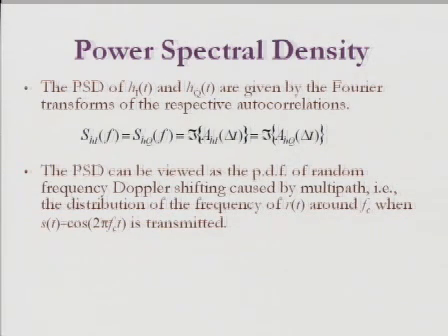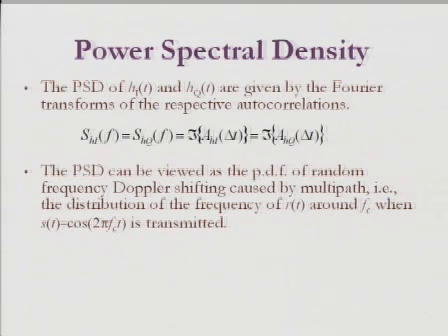And here it has another interpretation that is very useful, which is that we can view it as the PDF, the probability density function, or maybe the histogram of the random frequency shifting caused by Doppler. Okay, so say we send a signal S sub t, which is just a cosine. So we send a cosine of frequency f sub c.